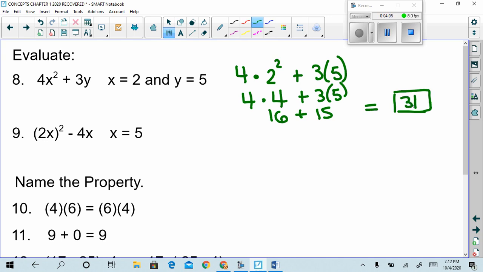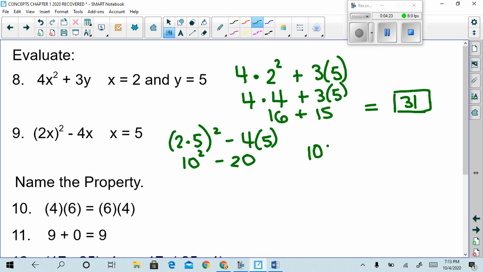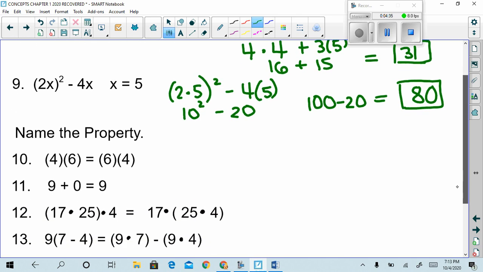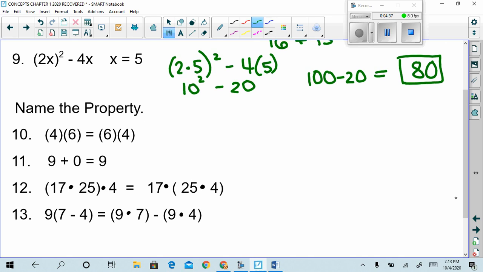Number 9. I have to evaluate now. 2 times 5 and square it, minus 4 times 5. Well, 2 times 5 is 10. 10 squared is 100. 4 times 5 is 20. Find the difference between those two, and you get 80. Again, following the simple rules will get you the correct answer.